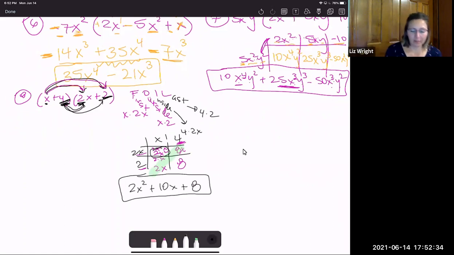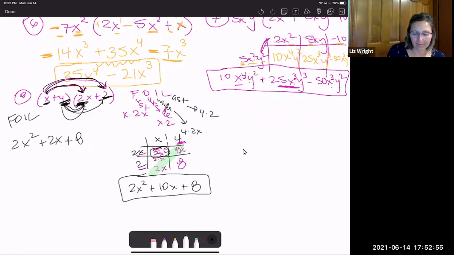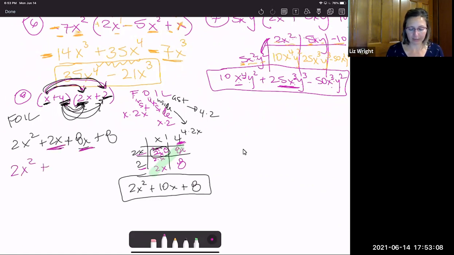Now, if we are doing the FOIL method, we're going to get the same exact answer. So the first terms, F, is x times 2x. That gives us 2x squared. Then we're going to do x times 2, which is 2x. Then we're going to do 4 times 2x, which is 8x. And then we're going to do 4 times 2, which is 8. And now we're going to simplify and combine our like terms. So now we've got 2x squared plus 10x plus 8, and then circle or box your answer.